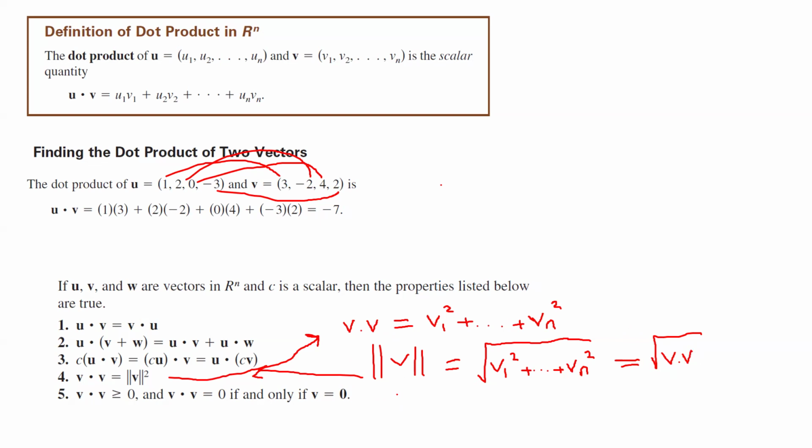The magnitude of v to the second power is equal to, if you raise this to the second, you get rid of the square root. You get v dot v. And please note that the dot product between v and v is never negative. It's either zero or it's positive. It can be zero if and only if v is the zero vector.